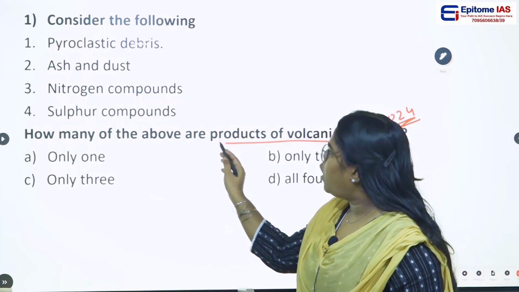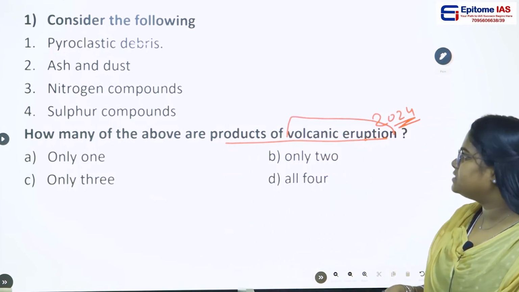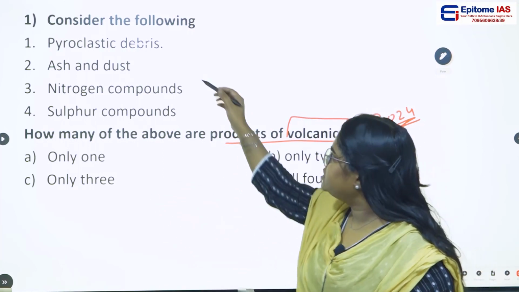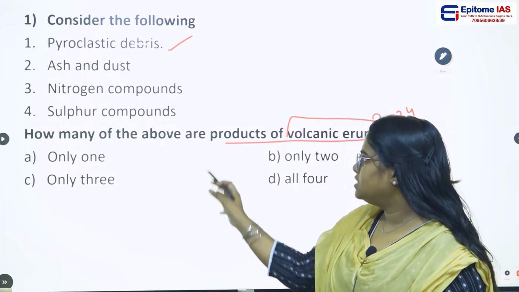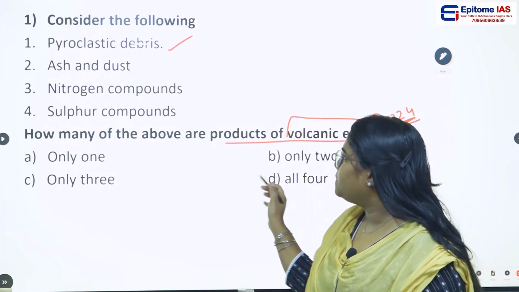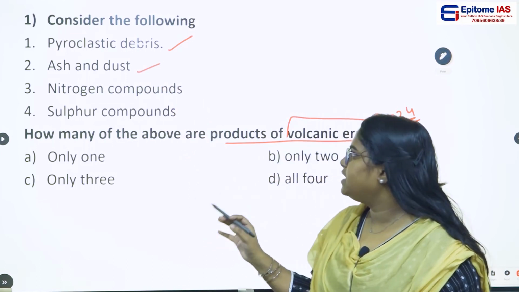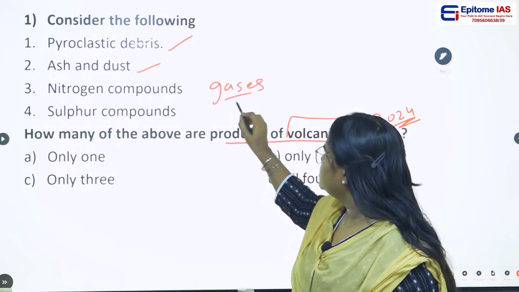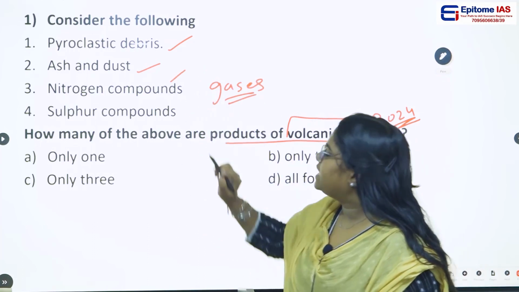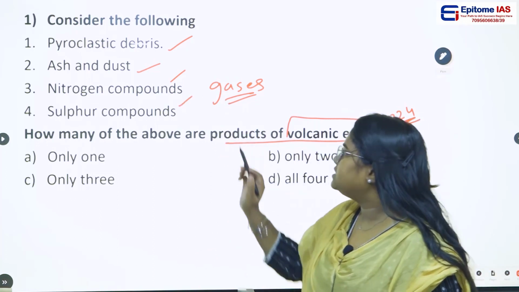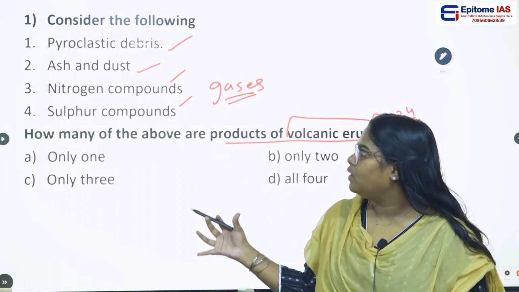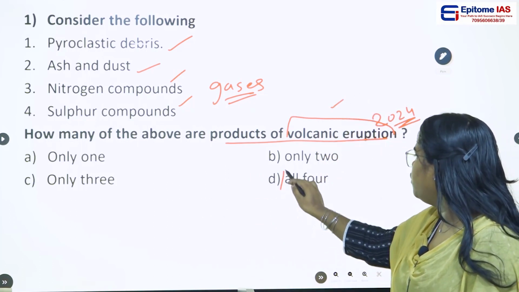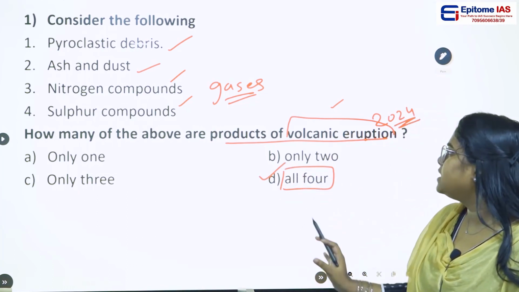If you see the volcanic eruption, it has a variety of things coming out of it. Pyroclastic debris is part of the volcanic eruption, and it also contains ash and dust. Apart from that, it also contains some gases. The nitrogen compounds and nitrogen gases, sulfur compounds and sulfur gases are also part of the volcanic eruption. So the correct answer would be all four. Option D is the correct answer.